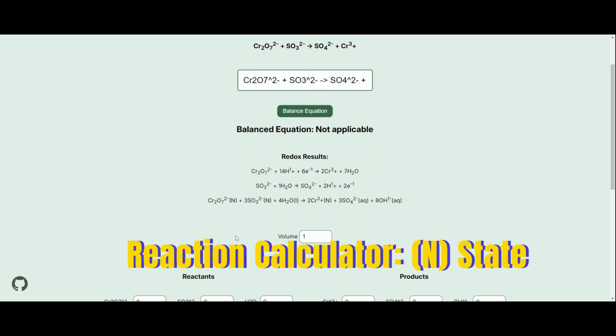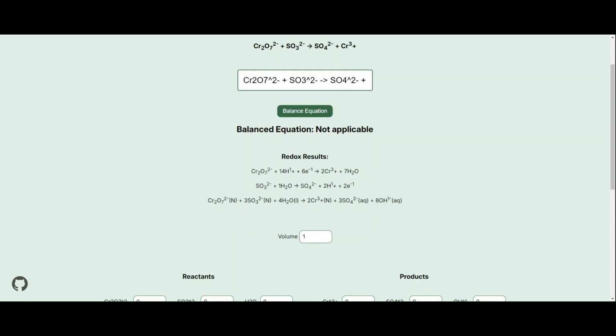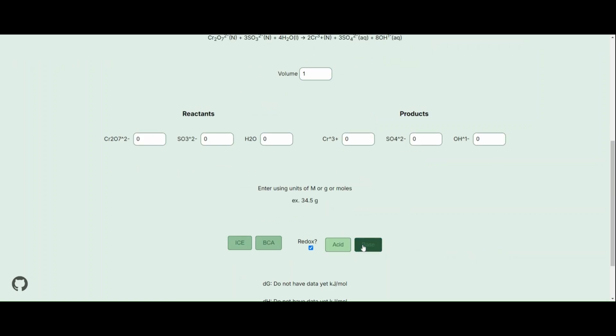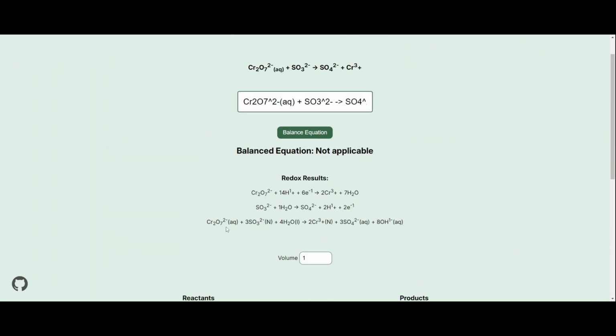Note that, as you can see here, some of the states are represented as N instead of L or aqueous. This is because when trying to figure out the state of these ions, the data library was unable to find an actual state for these ions. In order to fix this, we can simply add a Q. And if we do this again, we will see that the state is now here.